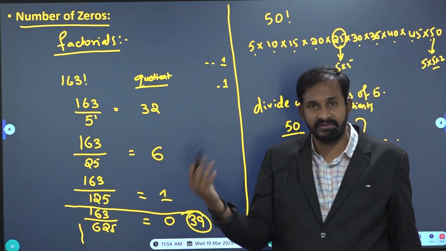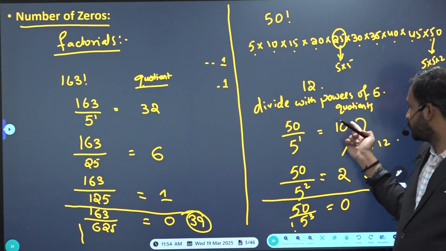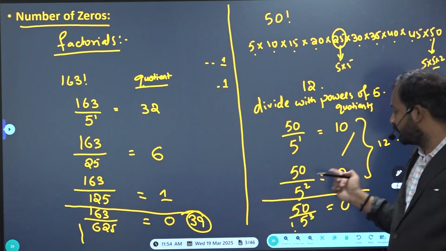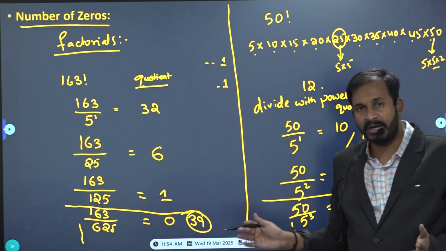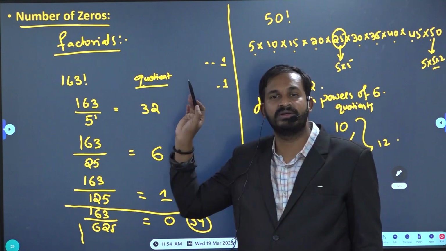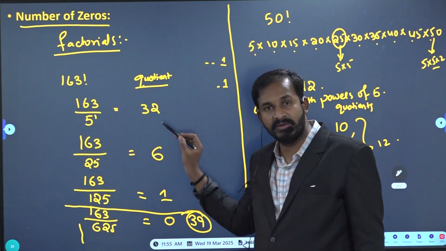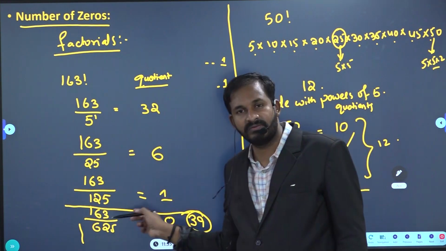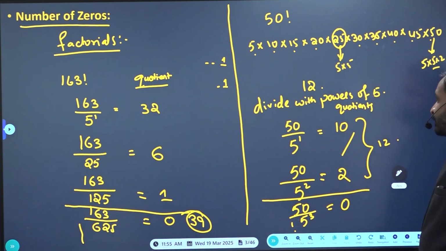In some cases they will be exactly divisible. Like in 50 factorial, 50 is divisible by 5, so 10. 50 is divisible by 25, 2. So in such cases, it will be divisible. But in most cases, this will not happen. Because of that, only observe the quotient. So 163 by 5 you will get 32, 163 by 25 you will get 6, 163 by 125 you get 1. Okay, understood? Now we will see some examples based on this concept.